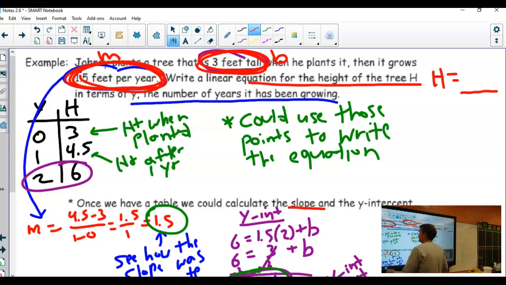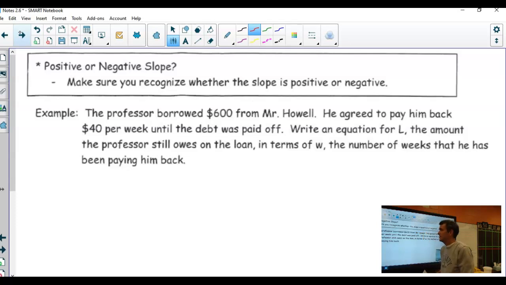All right? All right, let's look at another example real quick. Two more examples. You want to make sure you recognize if the slope is positive or negative. So I have another example here where it kind of points that out.